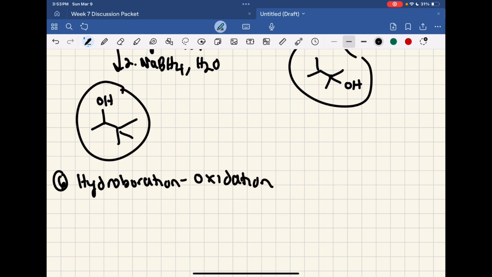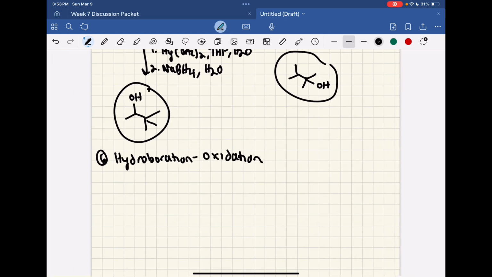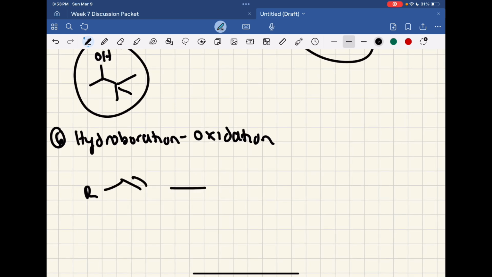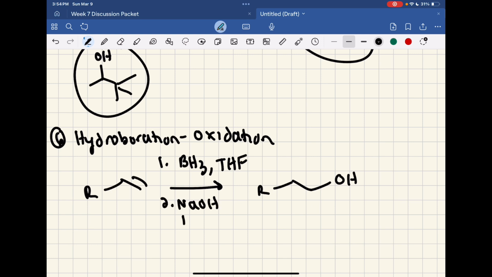Okay, so again, a generic structure maybe would look like this. Just without even putting the reagents, if I'm telling you this is anti-Markovnikov, you would imagine that we are going to get an alcohol at the less substituted position. And the reagents that do that are borane and THF, an inert solvent, and step 2, sodium hydroxide and hydrogen peroxide.